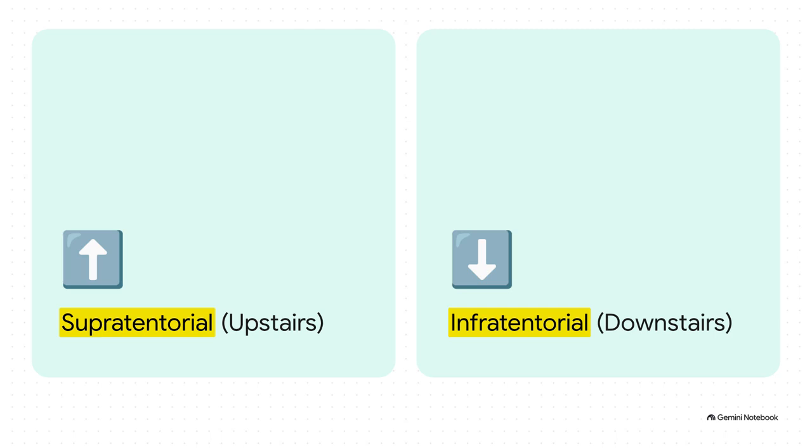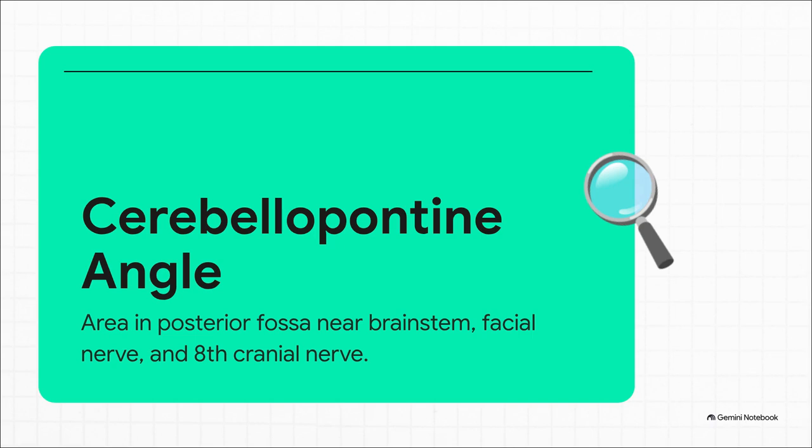That one single structural distinction literally changes the ultimate procedure code. And when they are operating downstairs in that infratentorial region, surgeons often have to navigate what's called the cerebellopontine angle, or the CPA. This is an incredibly sensitive structural intersection tucked deep down near the brainstem, the facial nerve, and the 8th cranial nerve, which handles hearing. Working in the CPA requires extreme precision. Even a microscopic slip up here can cause devastating injuries, like severe hearing loss, facial paralysis, or life-threatening hemorrhage.